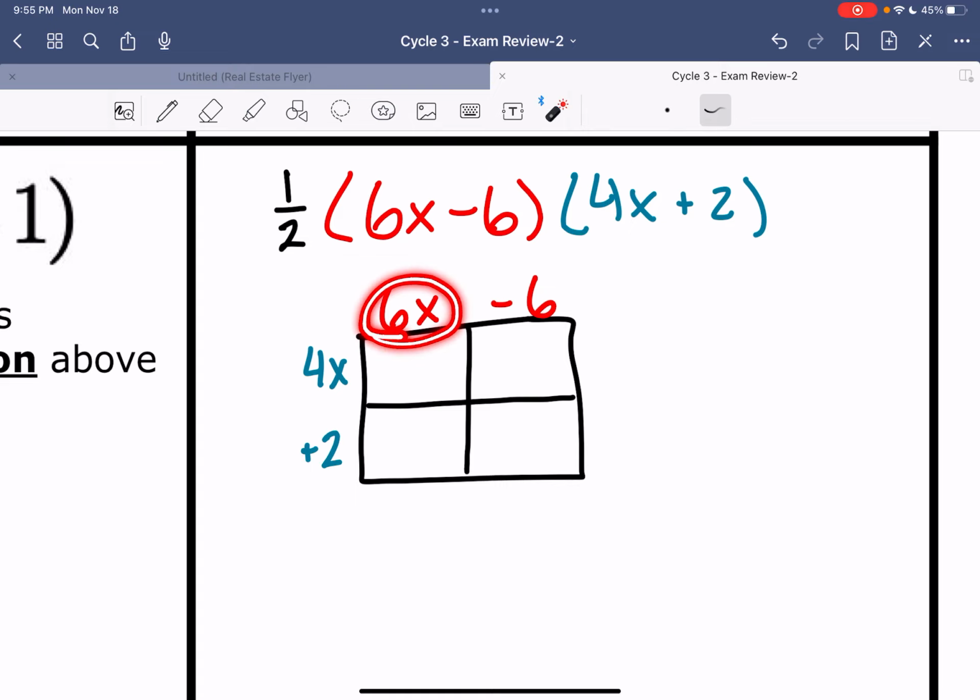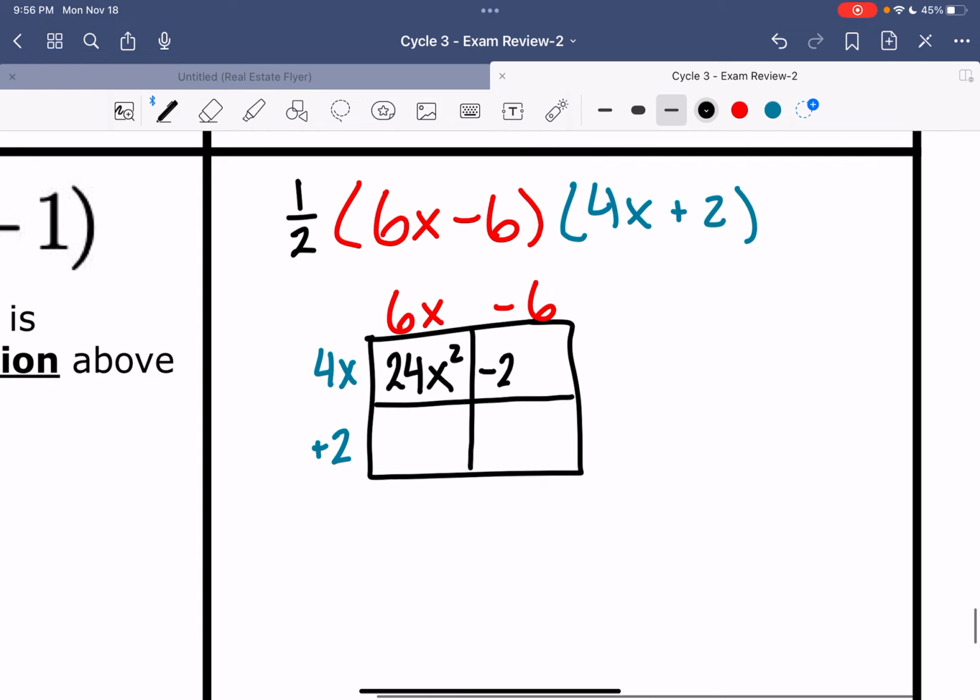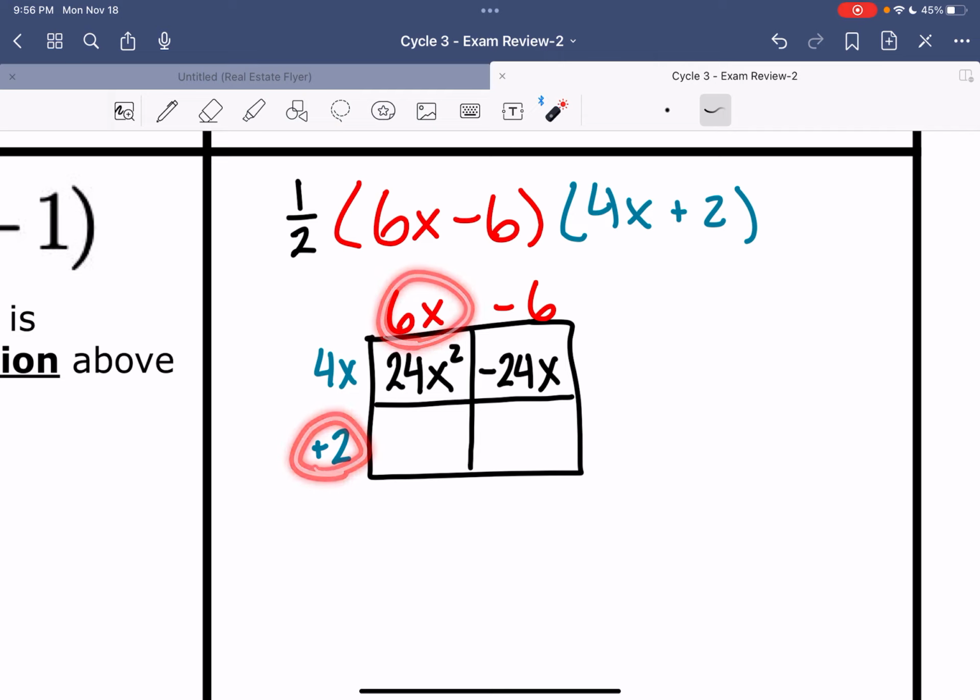Using my box method, I have 6x times 4x. So I have 6 times 4, which is 24, x times x, which is x squared. Negative 6 times 4x, that is 4 times negative 6, which is negative 24x. 6x times 2, which is 6 times 2, which is 12x. And then I have negative 6 times 2, which is negative 12.